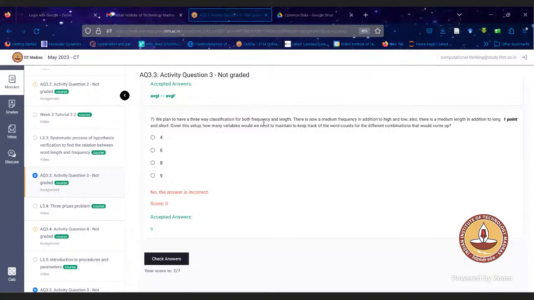We were taking short and long words, and at the same time, low frequency and high frequency words. So that means we are taking low frequency long words, high frequency long words, low frequency short words, and high frequency short words. It's essentially 2 by 2, right? So you have 4 possibilities. When you add medium also, you have 2 more options coming in, right?